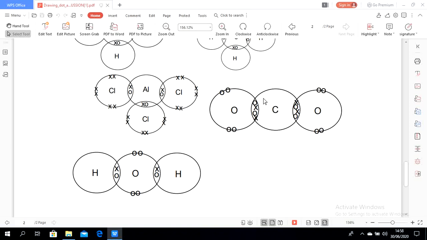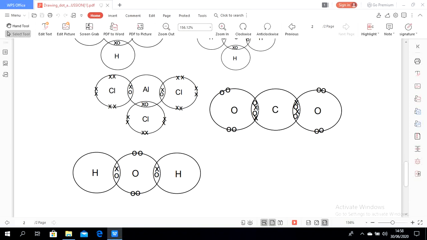And then for CO2 like this, there is a double bond here. Why double bond? Because one cross refers to one single bond. There are 2 crosses here, so it means it is a double bond. On the right hand side there is also a double bond. So there are 2 double bonds.